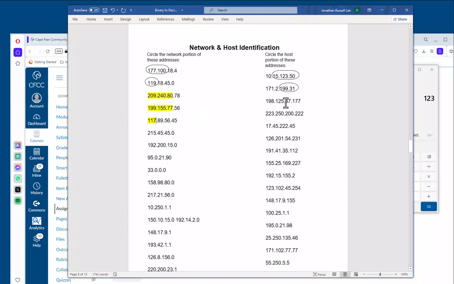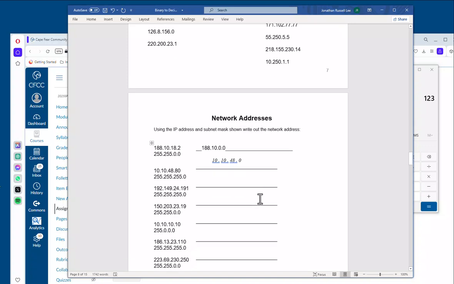Now this is a class C address, and we only want to highlight the host portion, so we're going to do this. And this one is also class C, so it's this. This is class A, so the host portion, whoops, the host portion is this. Okay, so keep going down until you've got all these done.